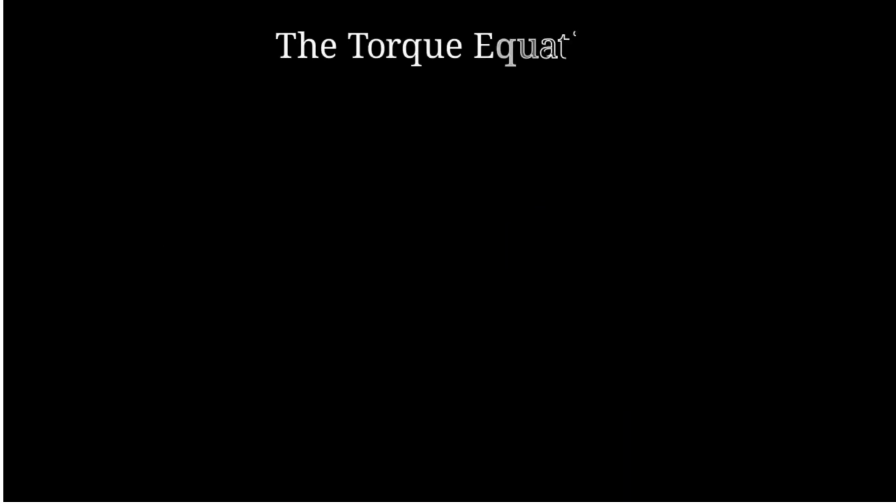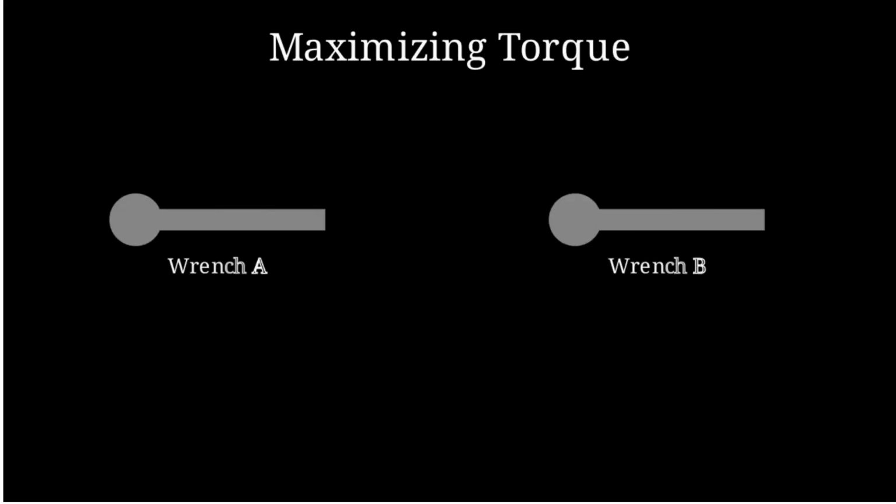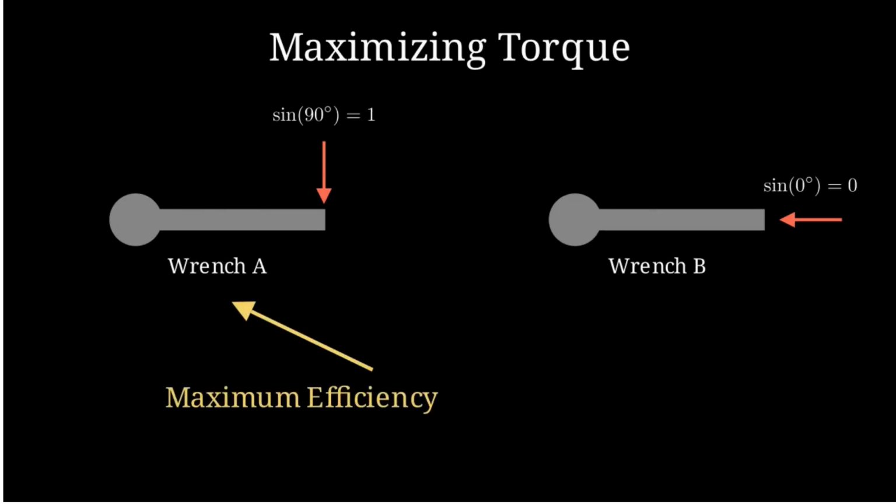Torque, represented by the Greek letter tau, is defined as the cross product of the position vector and the force vector. Its magnitude is the product of r, F, and the sine of the angle between them. Torque is maximized when the force is applied perpendicularly to the lever arm because the sine of 90 degrees is 1. If you pull directly away from the axis, the torque is 0.